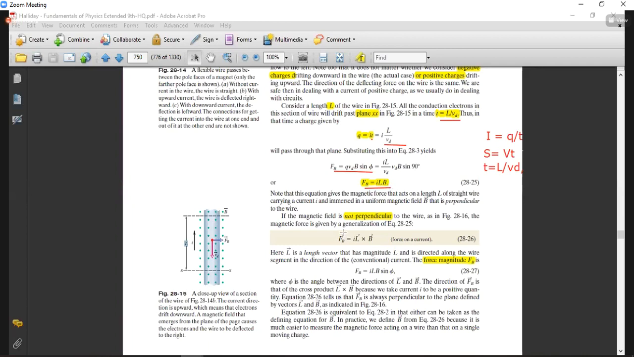This is the scenario when we have the magnetic field perpendicular. In case we do not have the magnetic field perpendicular, let's suppose this wire is acting at some angle with the magnetic field. For that case, we will use this relation, which is IL cross B, or we can write it as ILB sine phi. This is the relation when you have a straight wire and you want to find out the magnetic force due to that current carrying wire within the magnetic field.